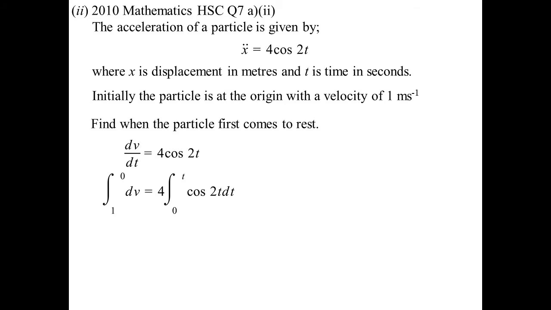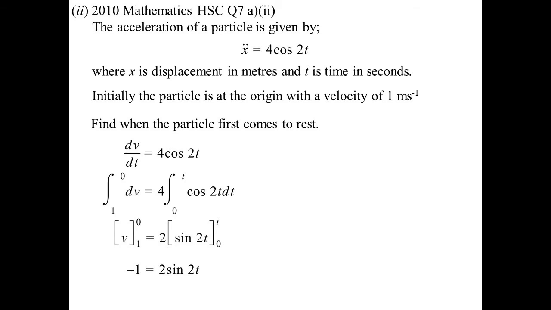Match up our limits. Now they've said when t equals 0, v equals 1. Now, we want to know when is v equal to 0. So on the top limits, I've got 0 on the dv, but t on the cos 2t. Integrate. All right. Well, again, when I integrate, I just get v. But in this case, I do need to write 1 to 0 because we need to substitute these limits in. So on the left-hand side, I'll get 0 minus 1, negative 1. Right-hand side, sub in t, we get sine 2t.